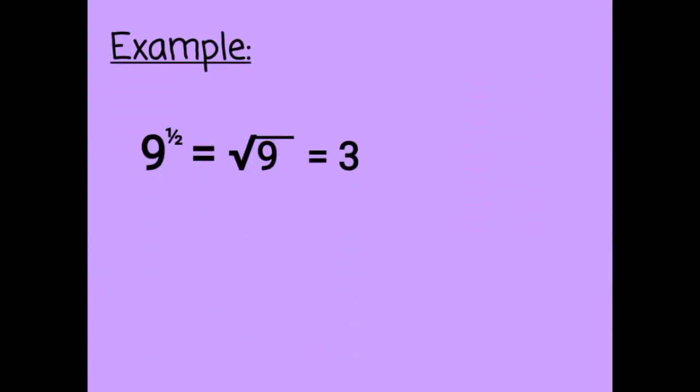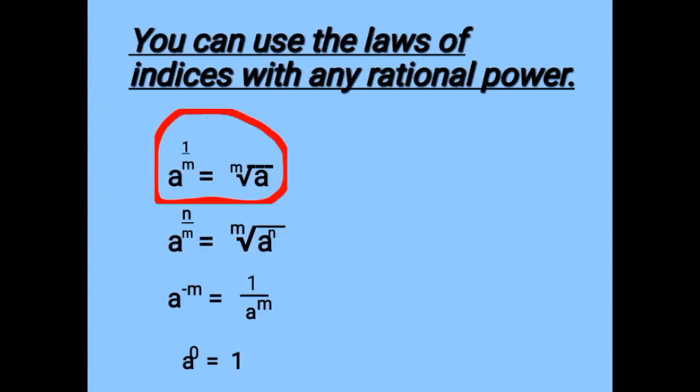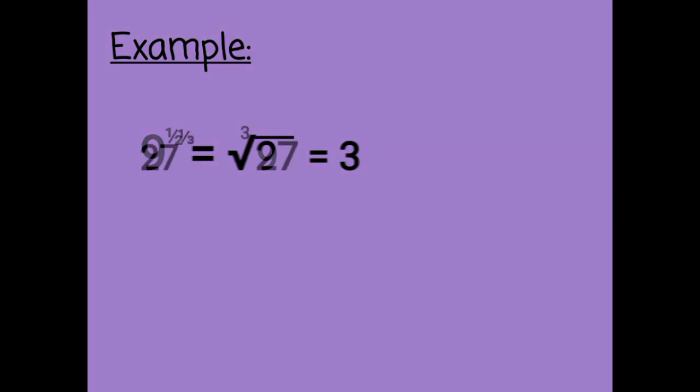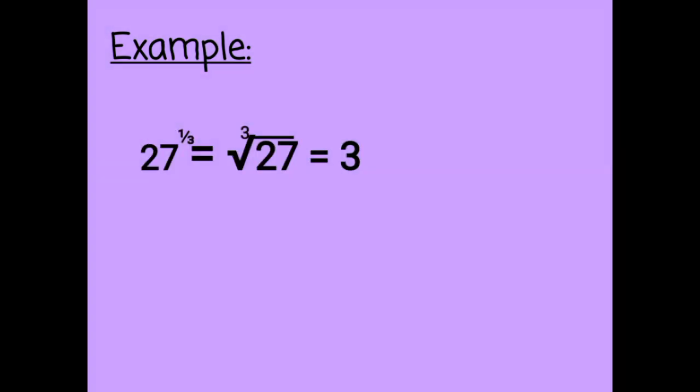9 to the power 1 over 2. Using a to the power 1 over m equals the mth root of a, you can see this is the positive square root of 9. So 9 to the power 1 over 2 equals the square root of 9, which equals 3. 27 to the power 1 over 3 means the cube root of 27. So this equals 3.